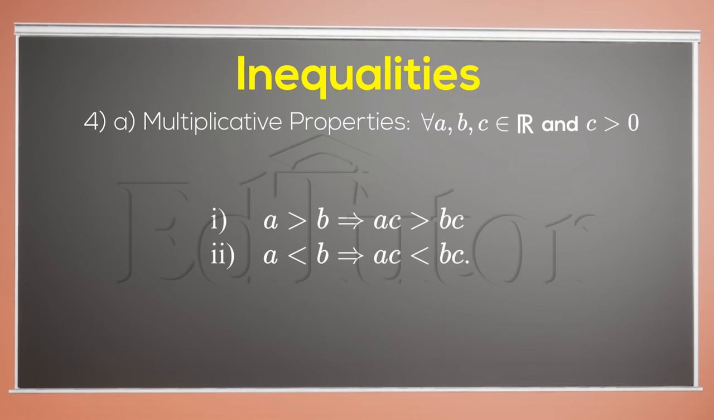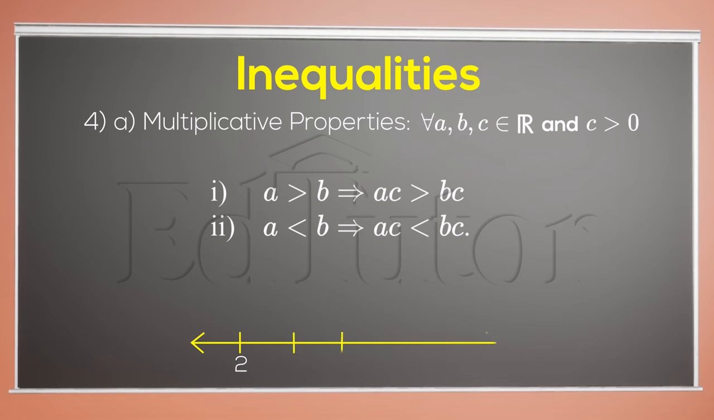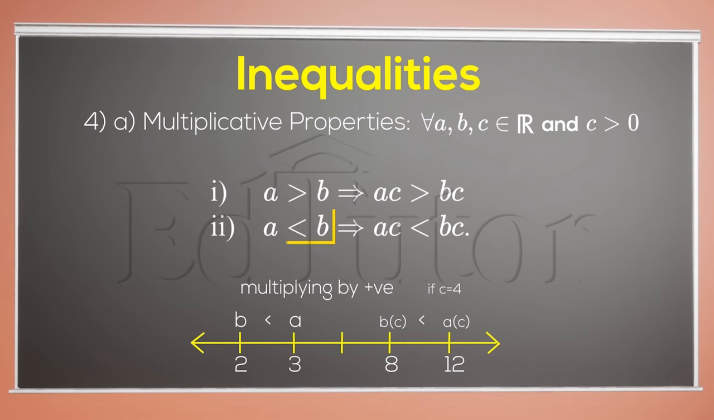However, the story changes a little with the multiplicative properties. Using A, B and C again. Where A is greater than B, multiplying C with A and B doesn't change the inequality symbol. This is only true if C is a positive number, which means it's not negative nor 0. You can see it on the number line where A and B move towards the right when multiplied by 4, but B continues to be smaller than A. Even if A was smaller than B, it would remain smaller even after multiplying both sides by C.